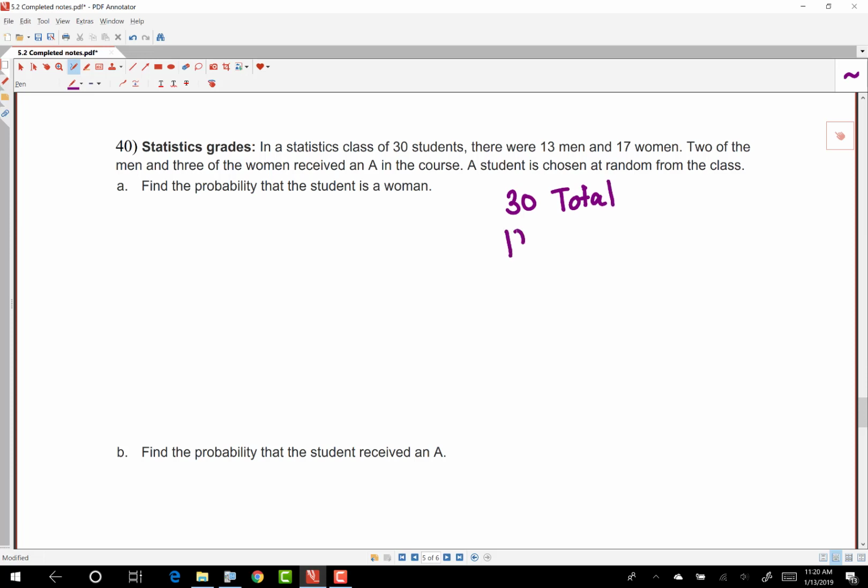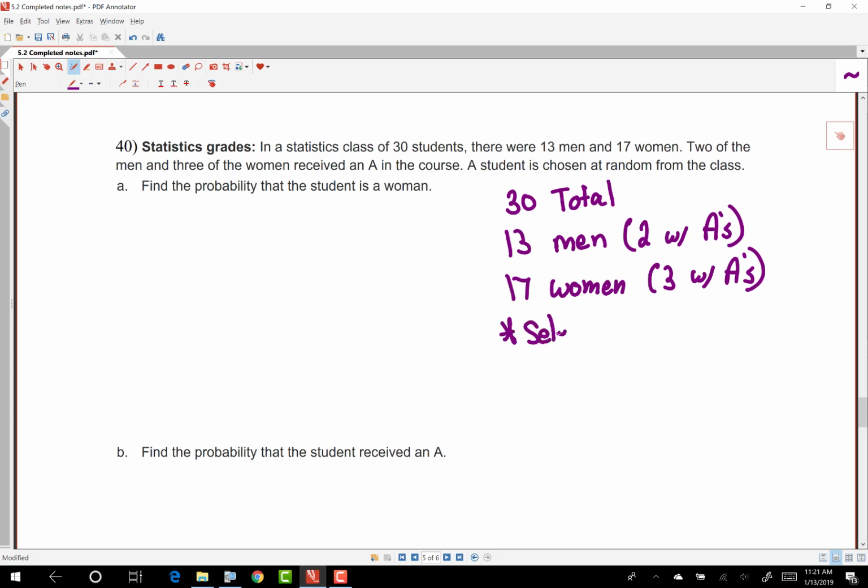There are 13 men and 2 with A's. And there were 17 women, 3 with A's. And we're selecting 1 student. I'm emphasizing that right now because in the next section we're going to look at when you're selecting more than 1 item. When you're selecting just one, we use different rules than when you're selecting more than 1.